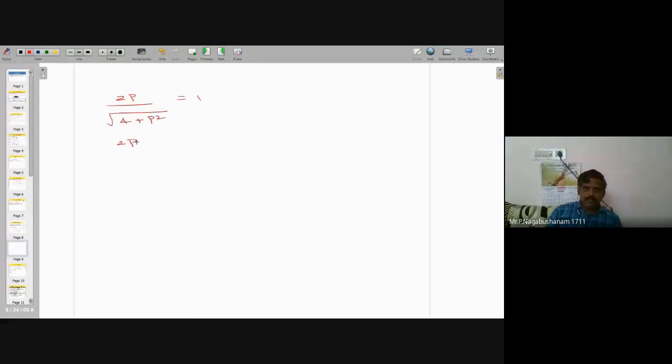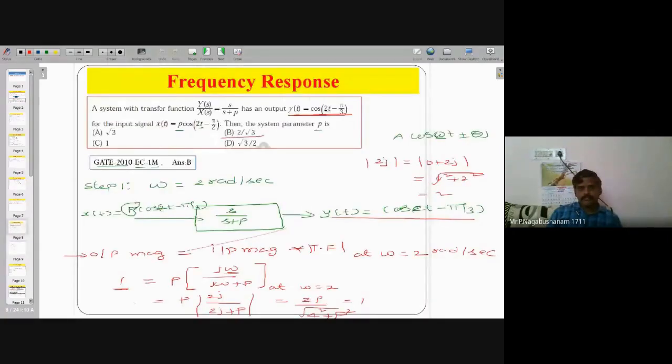From this one, 2p equal to square root of 4 plus p square. Squaring on both sides, 4p square equals 4 plus p square, so 3p square is equal to 4. P equal to 2 by root 3. That's all, 1 mark. P equal to 2 by root 3. This is the way you can get the answer.